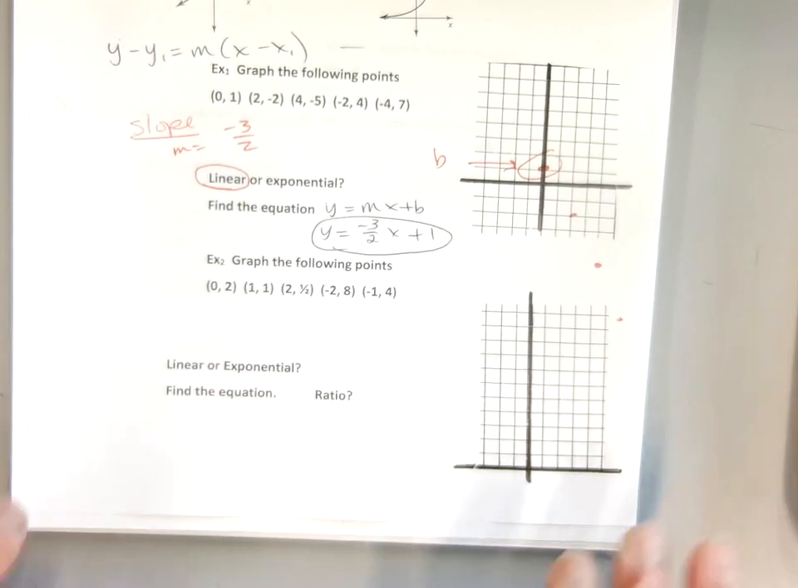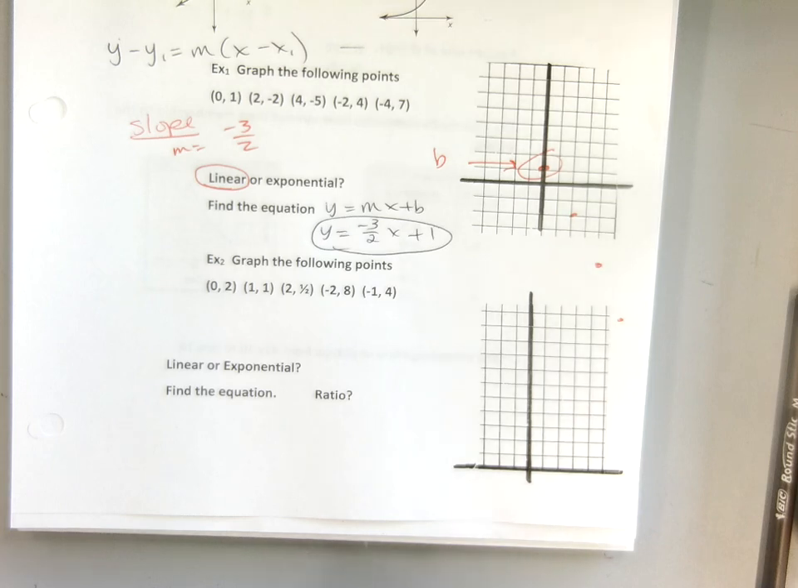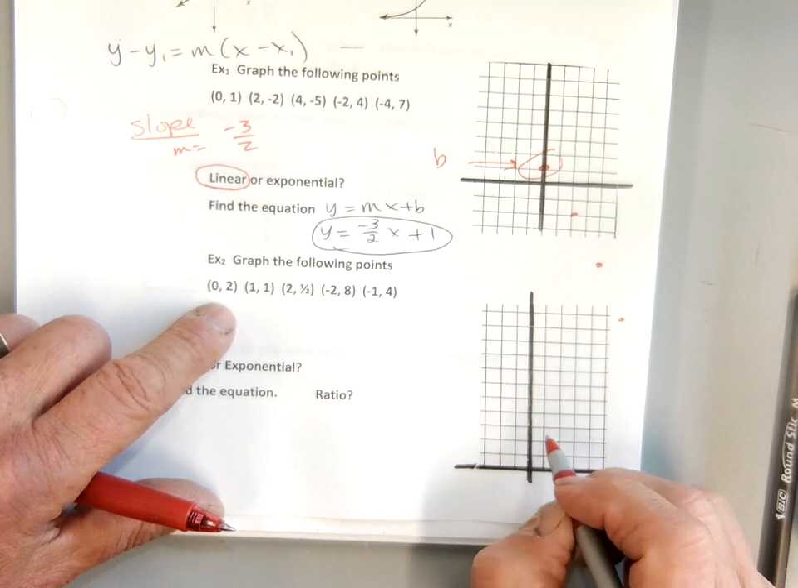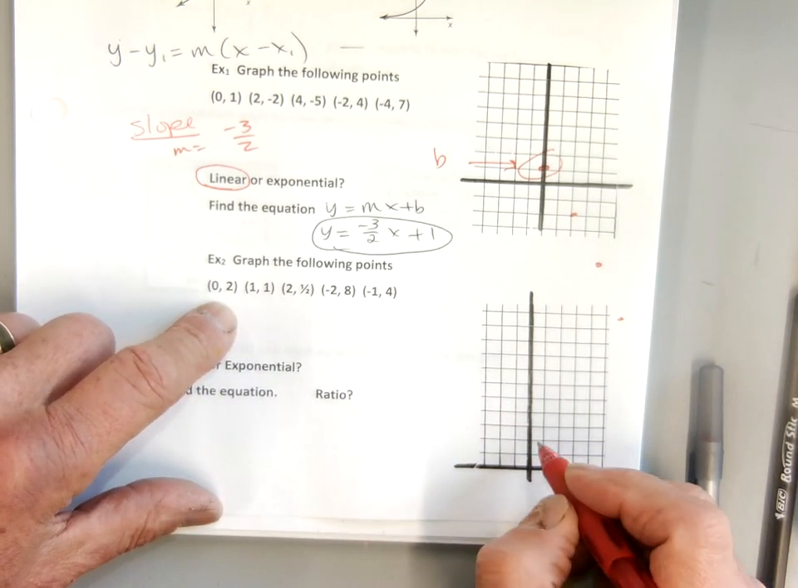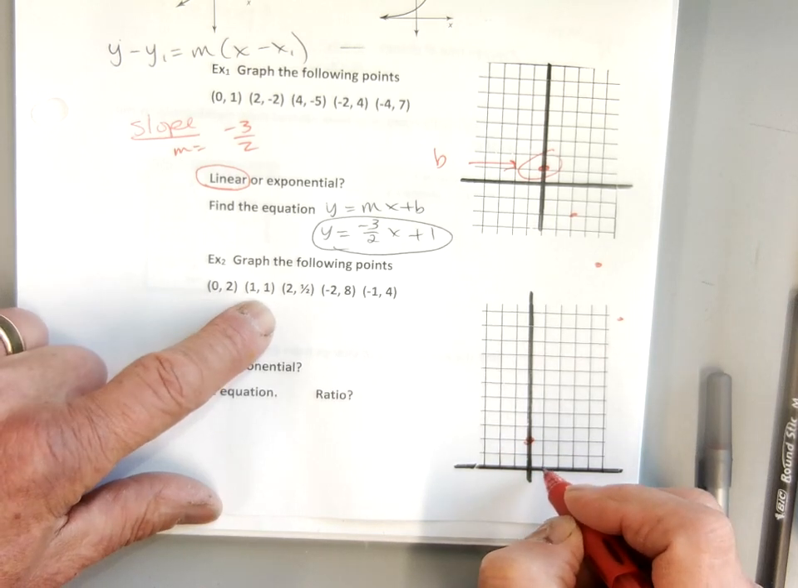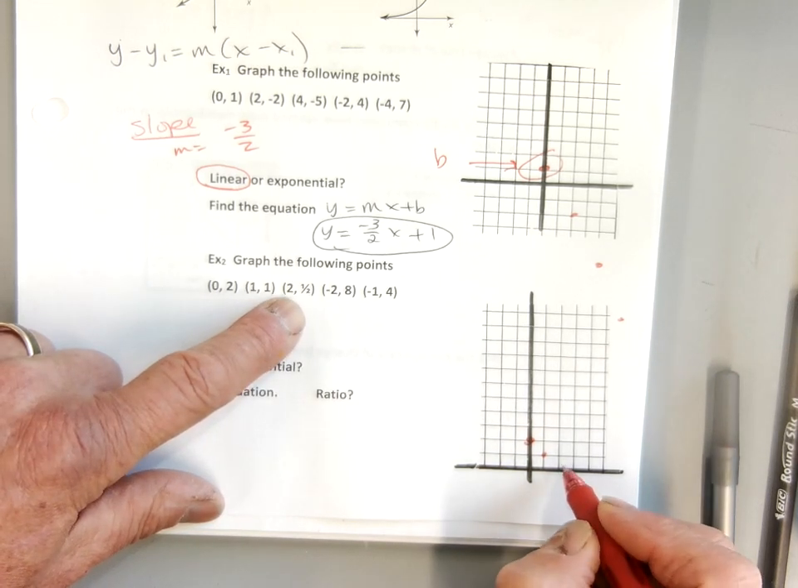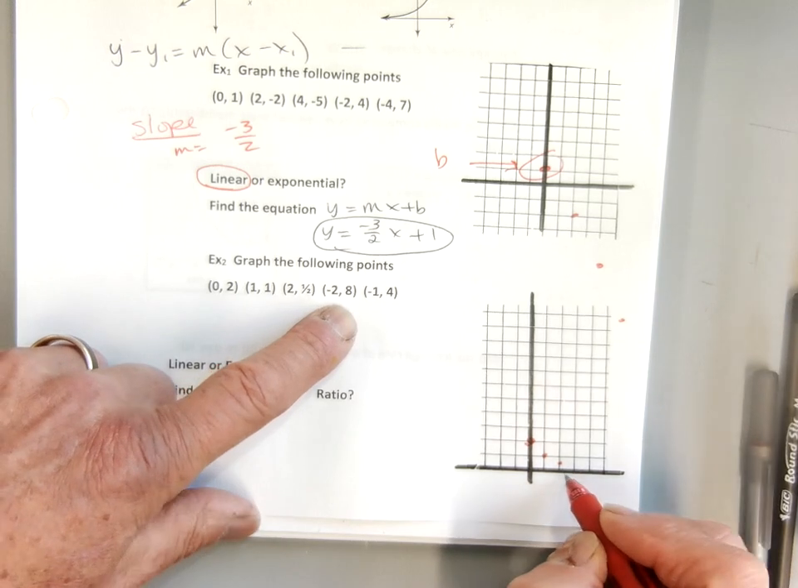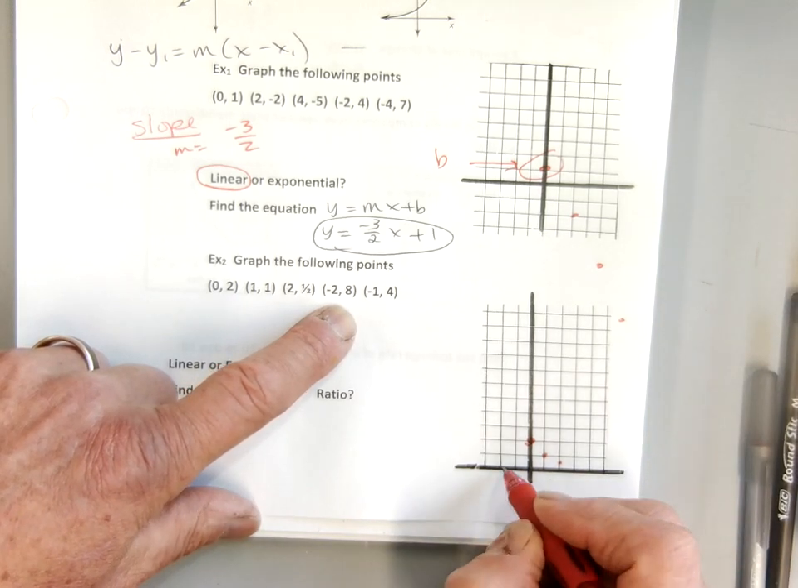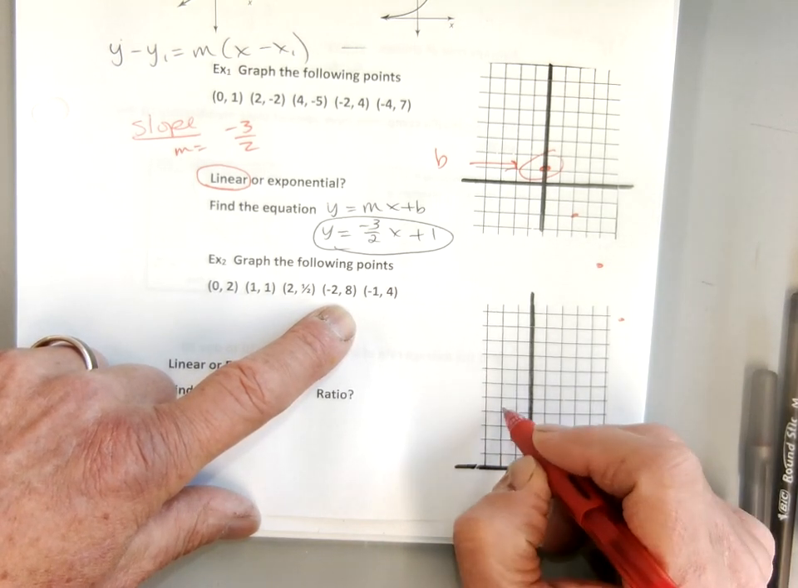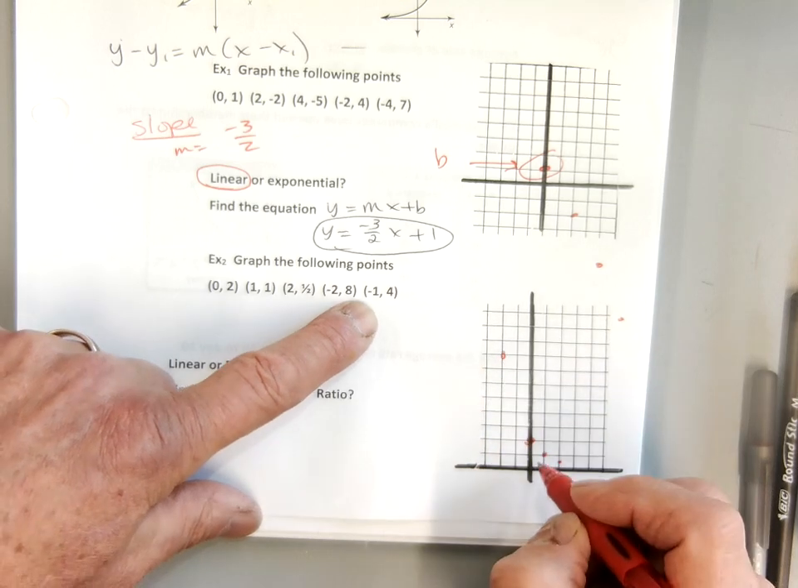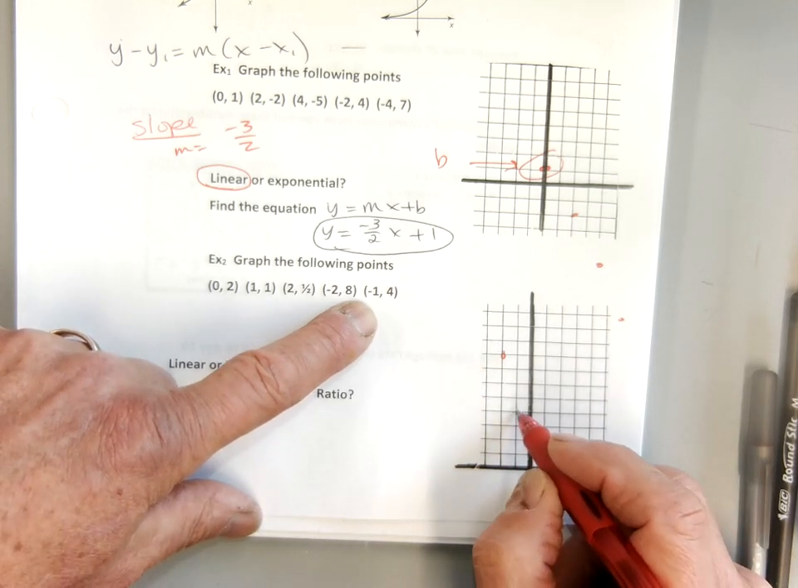Okay, example 2. Well, let's graph that and see what it looks like. Okay, so I'm going to go 0, 2 is there. 1, 1, 2 and 1/2. Negative 2 and 8. 1, 2, 3, 4, 5, 6, 7, 8. And negative 1, 1, 2, 3, 4. Okay?